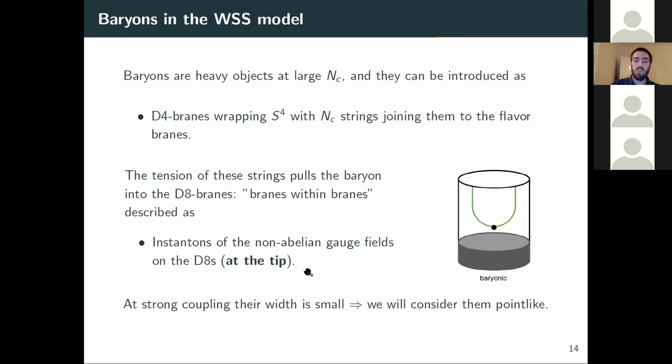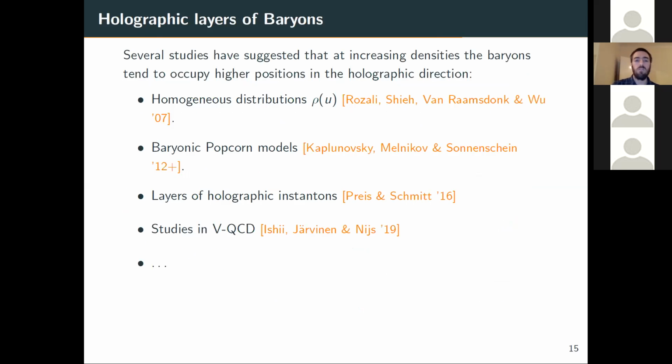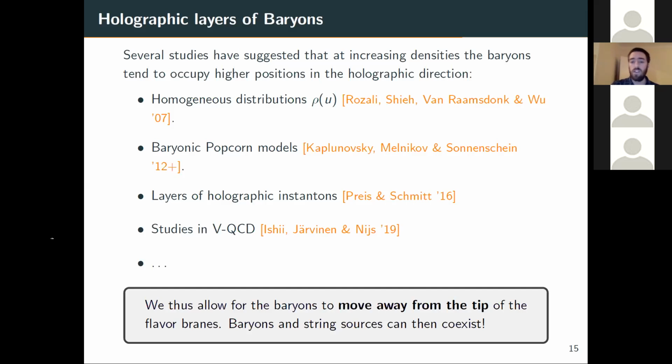So the important thing is that the baryons, when they appear in the model, when you go through the onset, they appear at the tip of the branes. And when they appear at the tip of the branes, they do so because it's energetically favored. But there have been several studies by different people suggesting that when you increase the density, they should move away from this tip of the branes, and they should go to higher values of the holographic direction. And so what we did is exactly that. Again, this was only a suggestion, and it was not implemented at the level of the solutions, nor at the level of the phase diagram.